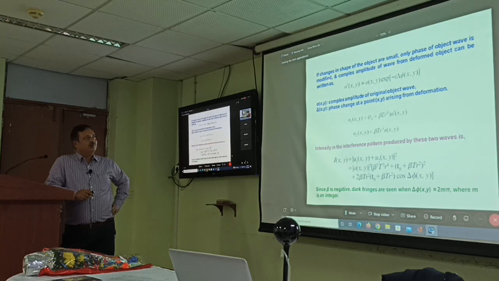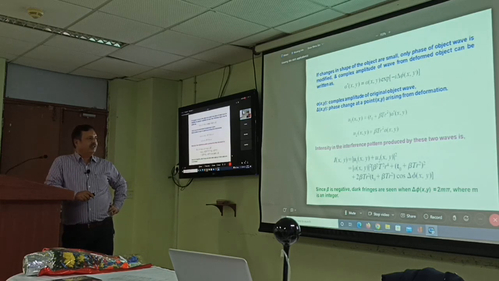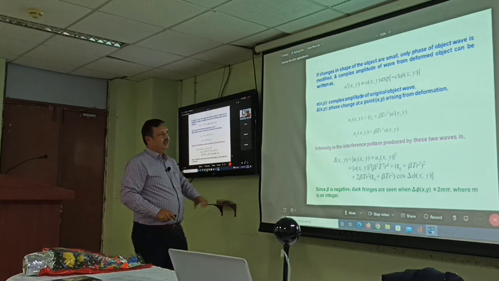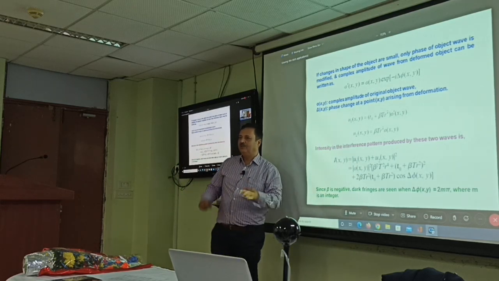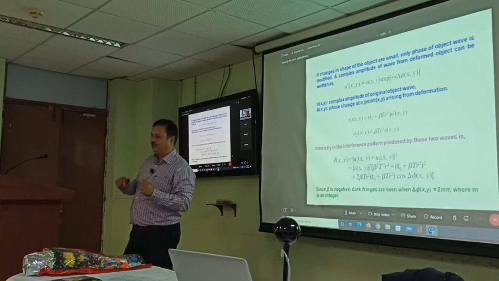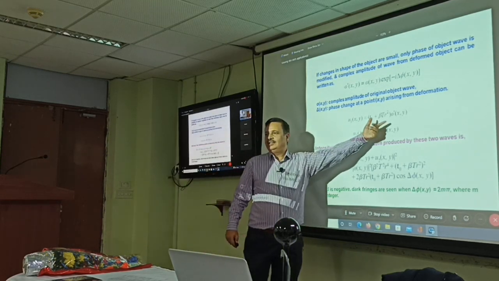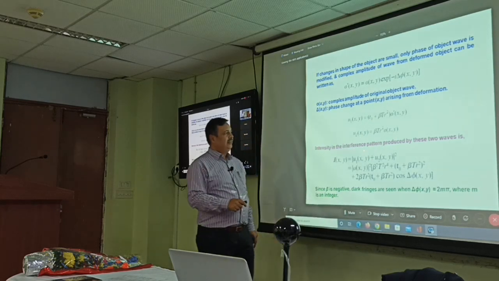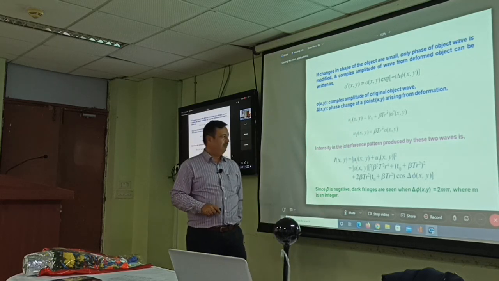So only the phase of the object wave is modified. The complex amplitude of the wave from the deformed object can be written as, this is the modification in the phase. So you have the O(x,y) and this is the phase change. So now get back to the four terms usually written in the book, U1 plus U2 and U1 and U2 conjugate. So the first term is there, and this much is the transmittance with the deformation. U2 is this one with the original object wave.